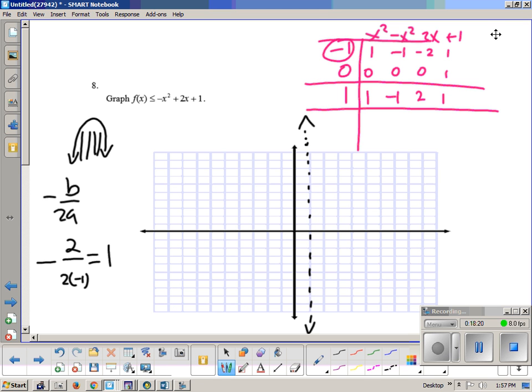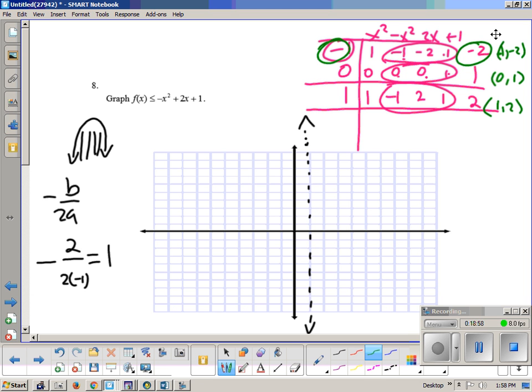And then I'm going to add up just these three values to get my values. So this is going to give me 0 plus 0 plus 1 is 1. Negative 1 and positive 1 is 0. So that's negative 2. And this guy is going to be 2. So on my graph paper, I'm going to graph negative 1, negative 2, 0, 1, and 1, 2.